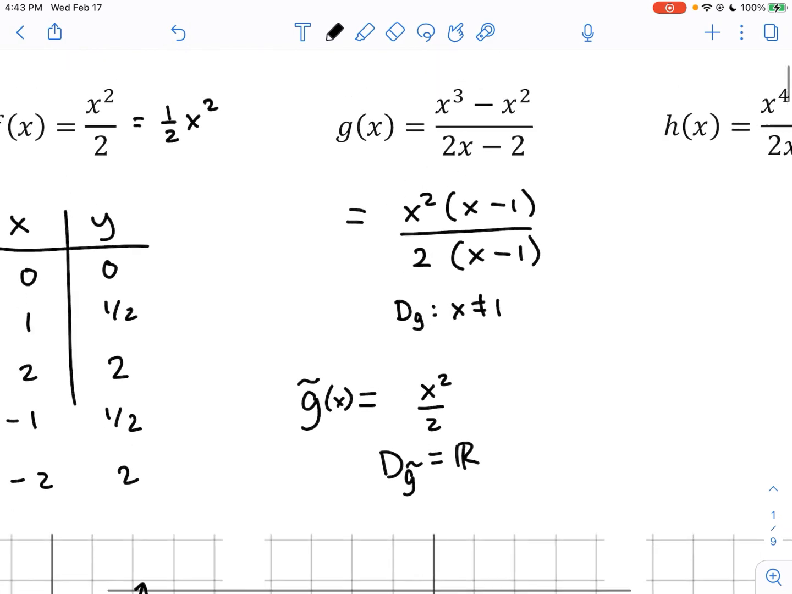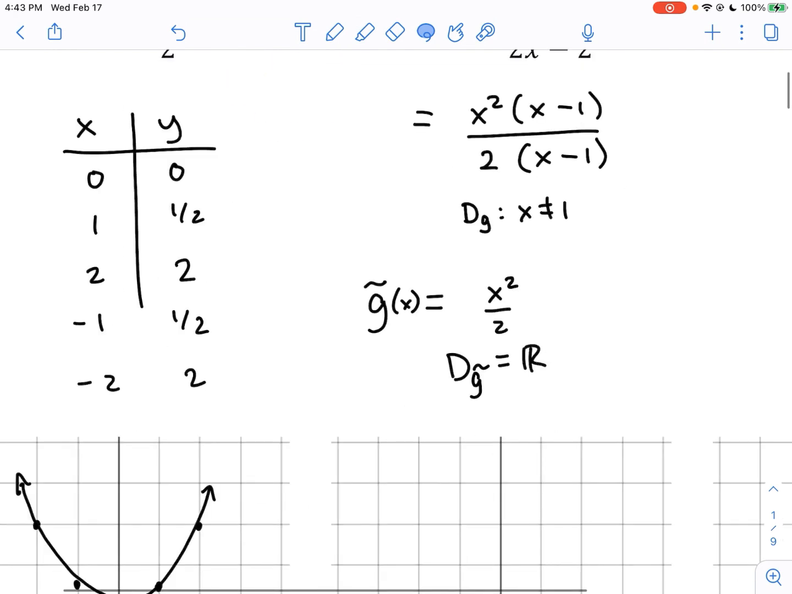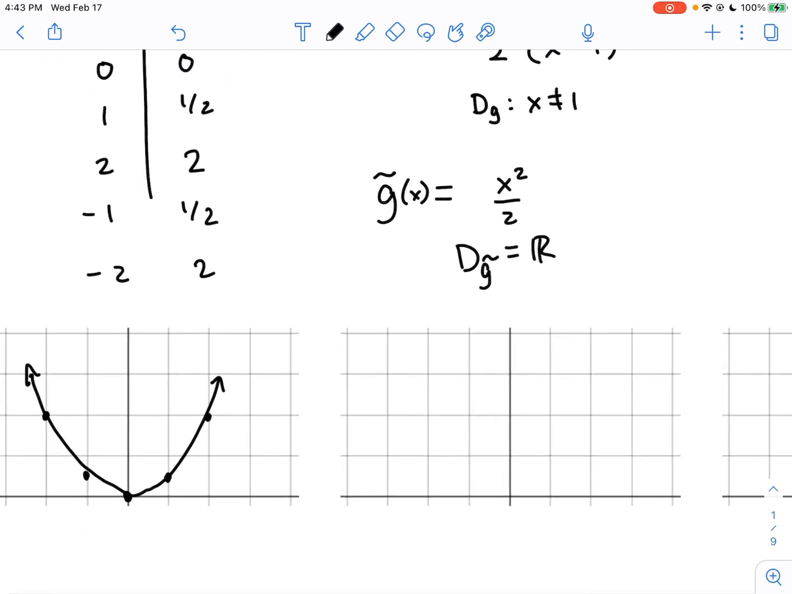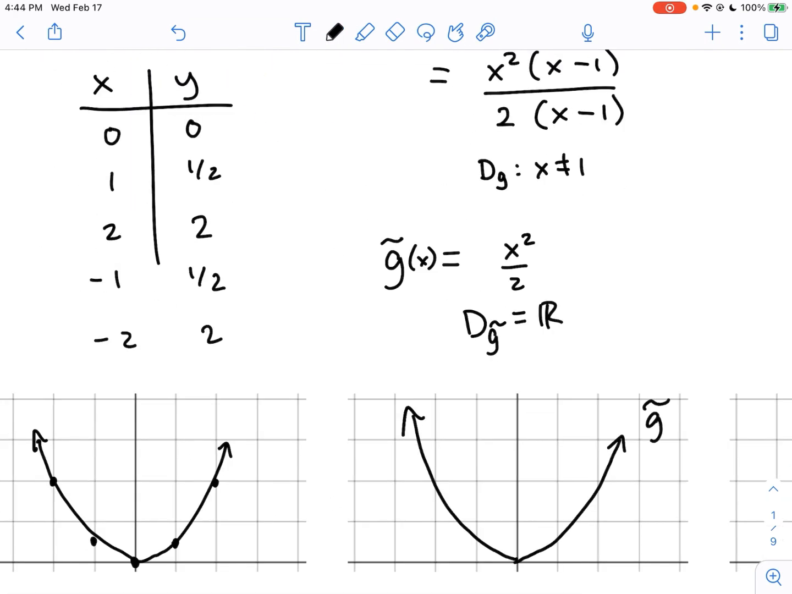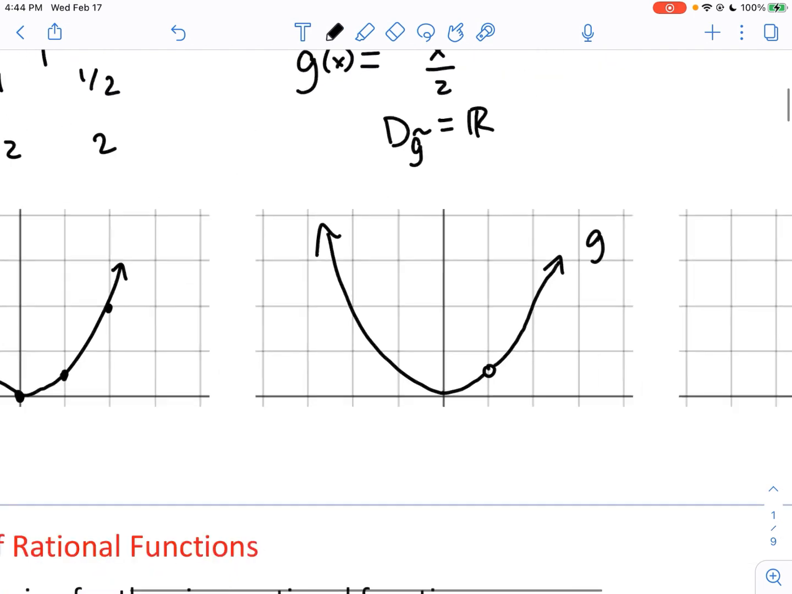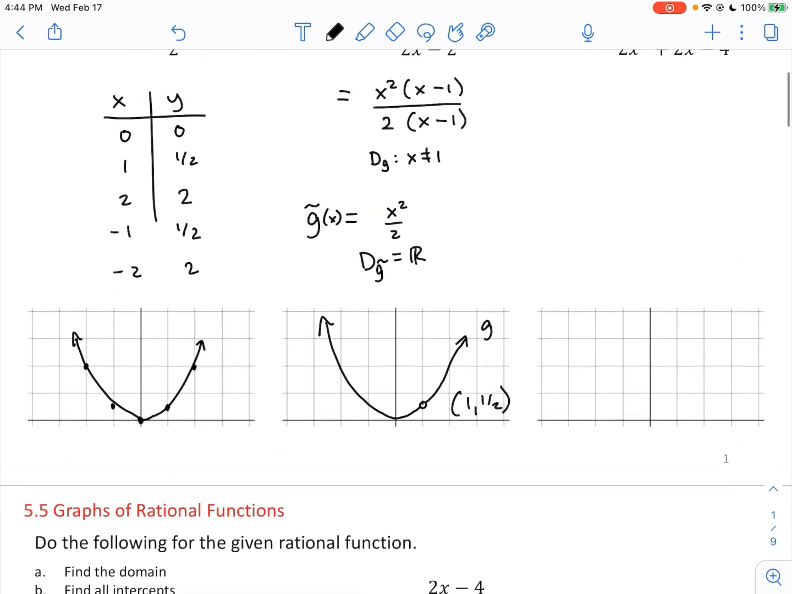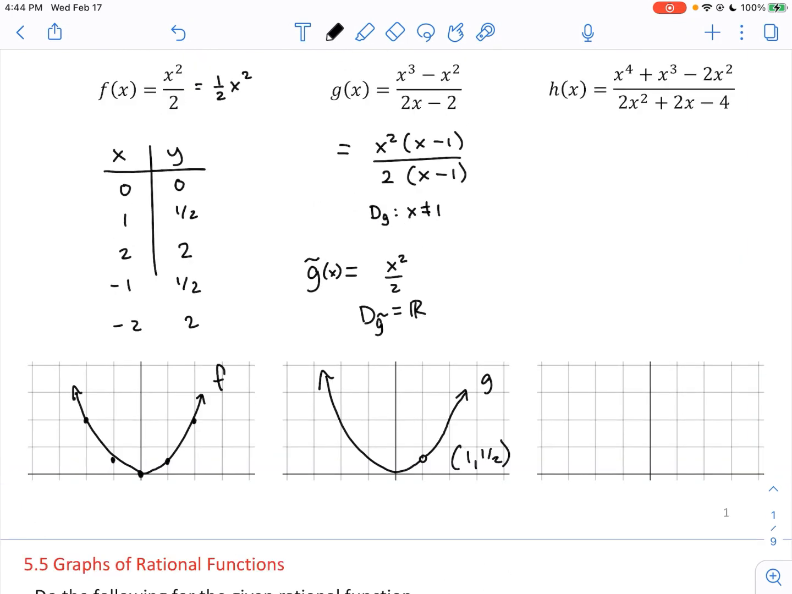And in order to graph g, we can just graph g tilde. But then we have to remember that g has a domain restriction. And since g tilde is the exact same thing as our function f over here, then we should expect to get the same image. Well, this is a graph of g tilde. But if I want to give a graph of g, then I have to have a domain restriction, which means x can't be 1. So you would go to where x was 1 and put a missing point where there used to be a solid point. So it looks more like this. We have a domain restriction, a missing point at 1, 1/2. And this is the graph of g. It's the same thing as a graph of f, but with a missing point.